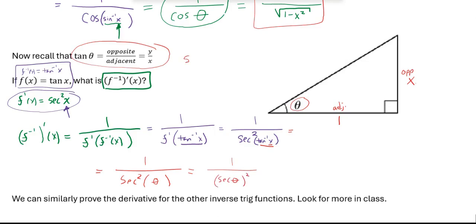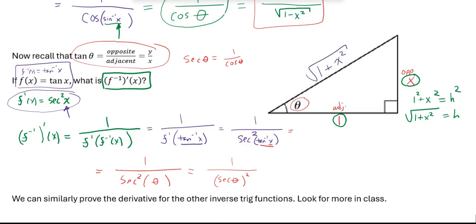Well, secant, I need to remember what that is. Secant is the reciprocal of the cosine function. So it's 1 over cosine of theta. Now I can't do cosine of theta yet because cosine, remember, is adjacent over hypotenuse. I have a missing hypotenuse. So you have to go through those steps of using the Pythagorean theorem again. a squared plus b squared equals, I'll put h for hypotenuse, c squared. And so if you take the square root of both sides, you get the square root of 1 plus x squared is h. Great. That is my hypotenuse. This is the square root of 1 plus x squared. Great.